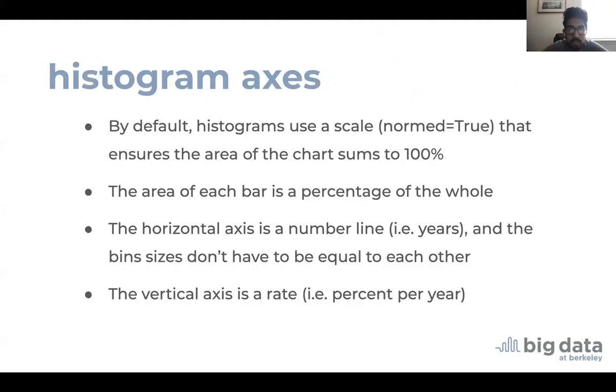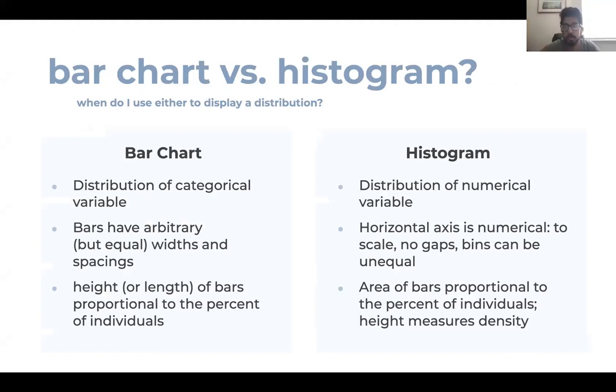Yeah, and last thing about histograms, I just want to talk about the difference between histograms and bar charts. So they look kind of similar, but they are measuring different things. Bar charts are looking at a distribution of categorical variables, whereas histograms are looking at distributions of numerical variables.